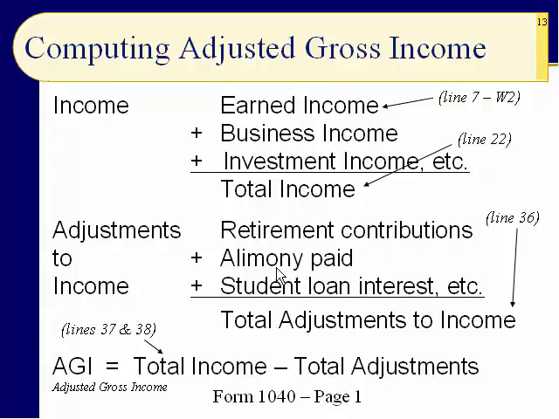Then take any adjustments to the income: retirement contributions, alimony paid. If you pay alimony, you get to deduct that from your taxes. Student loan interest. And get the total adjustments to income, and then compute adjusted gross income equal to total income minus total adjustments.